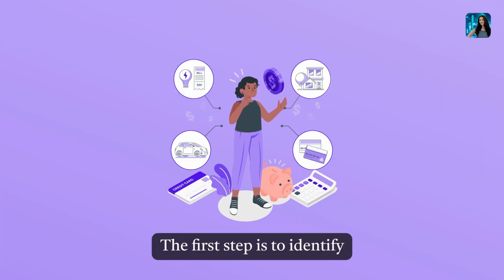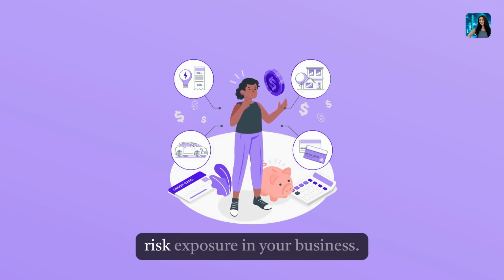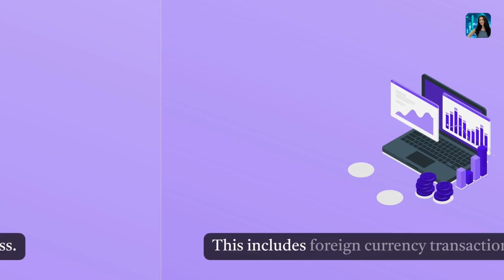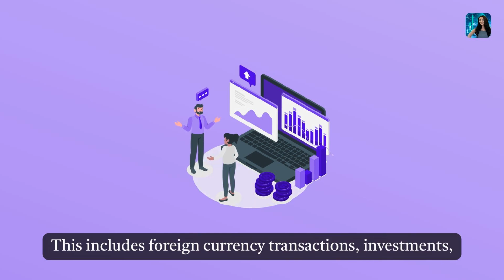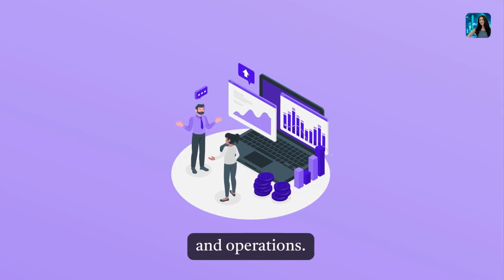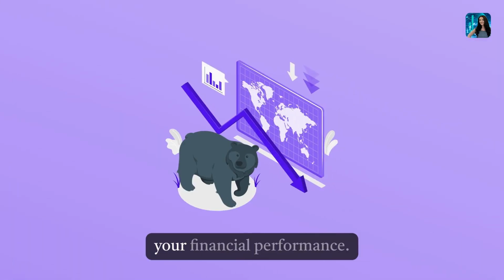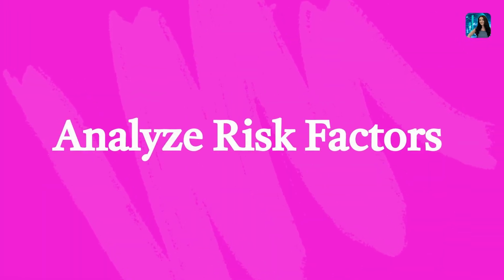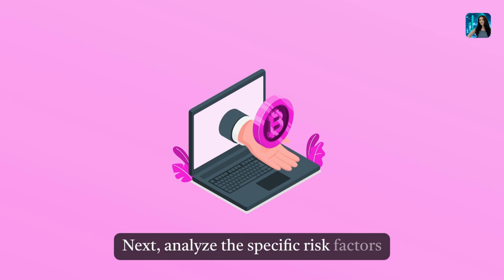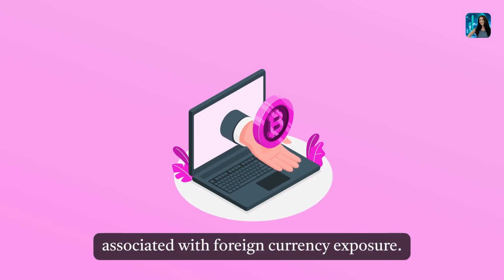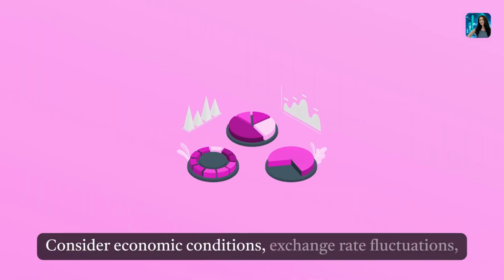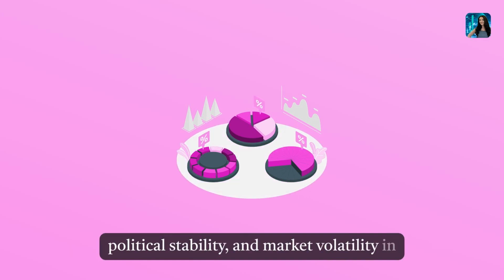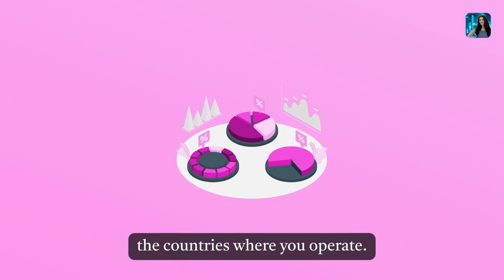Identify exposure. The first step is to identify all potential sources of foreign currency risk exposure in your business. This includes foreign currency transactions, investments, and operations. Evaluate how these exposures could impact your financial performance. Analyze risk factors. Next, analyze the specific risk factors associated with foreign currency exposure. Consider economic conditions, exchange rate fluctuations, political stability, and market volatility in the countries where you operate.